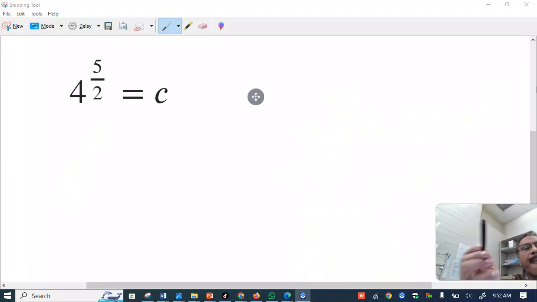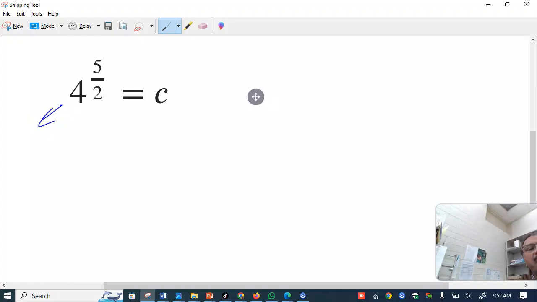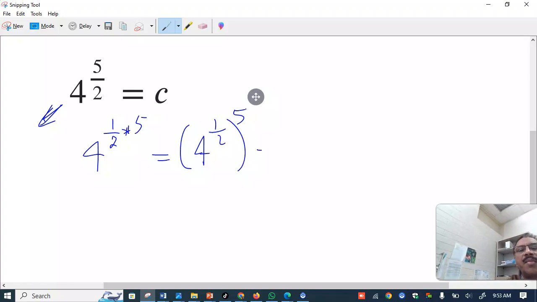Let's do the third. Now they give us 4 raised to 5 by 2. So will you use the first? I will use a different approach. We can write this as 4 raised to half times 5. This can be written as 4 raised to half, and then the 5, by using the properties of exponents, power of a power. But we do know this is the square root of 4 raised to 5, and the square root of 4 is 2.